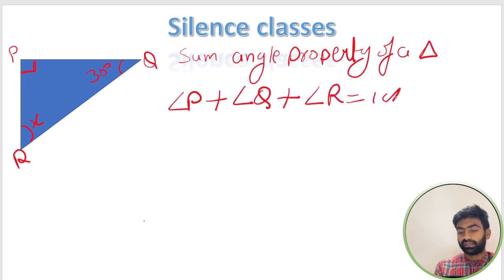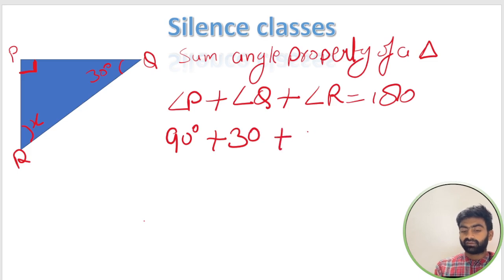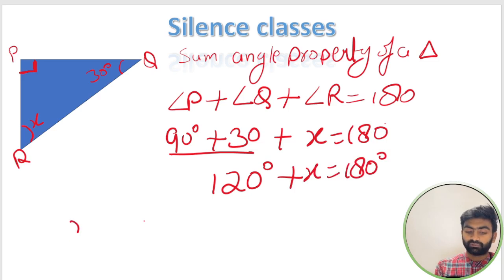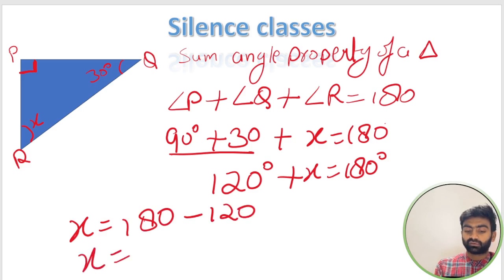Angle P plus angle Q plus angle R is equal to 180 degrees. Angle P is 90 degrees because this is the symbol representing a 90 degree angle. So 90 degrees plus 30 degrees plus x is equal to 180 degrees. 90 plus 30 is 120 degrees plus x is equal to 180 degrees. We have to find the value of x, so we keep it on the left hand side and move 120 to the right hand side: 180 minus 120, so x will become 60 degrees.